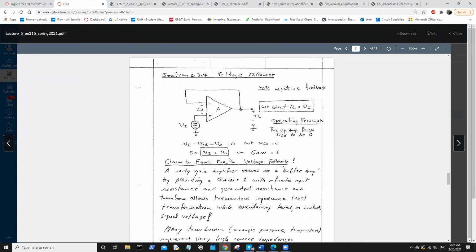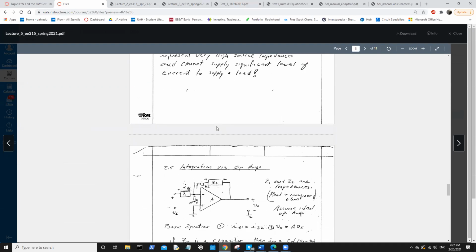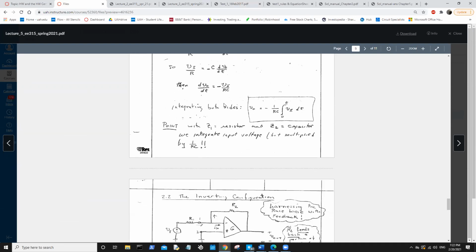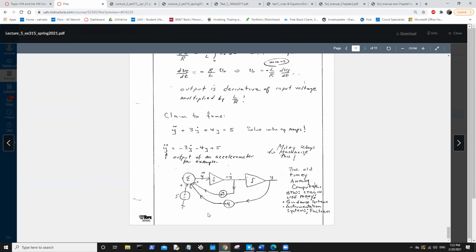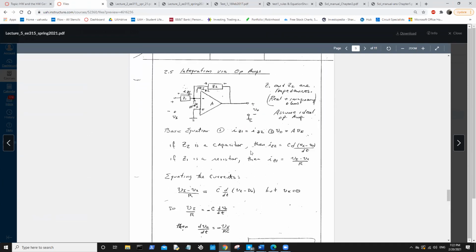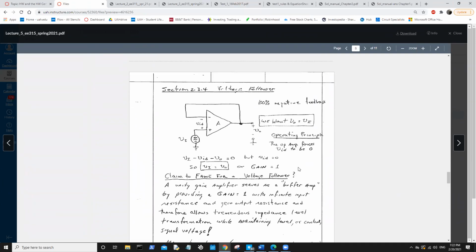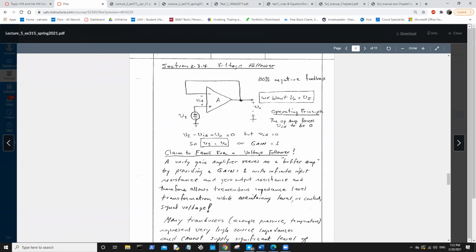Okay, there's the voltage follower. Oh no, it's a non-inverting. Either way, the voltage follower has 100% negative feedback. It's actually pretty good. We had a question about the voltage follower, the one that has the unity gain. We're going to go back to the voltage follower. The voltage follower simply has VO equal to VI, because it is a unity gain amplifier.